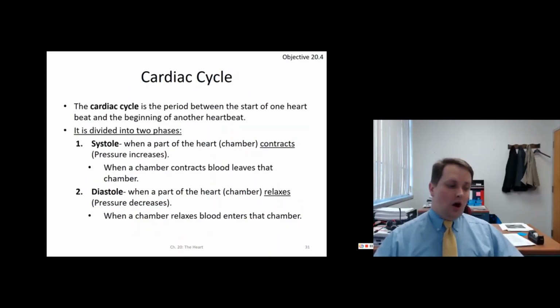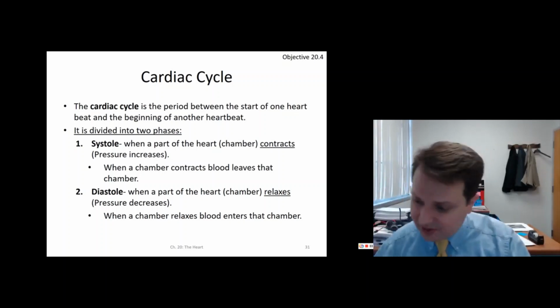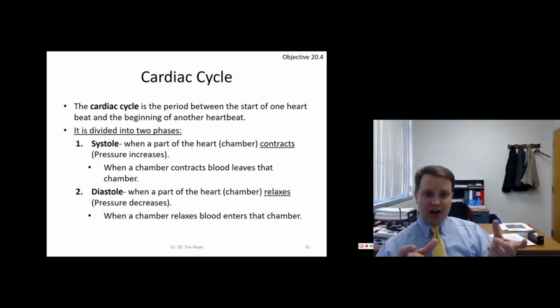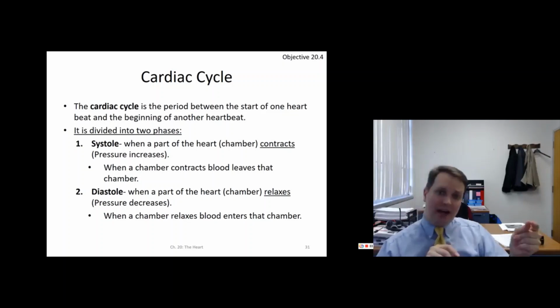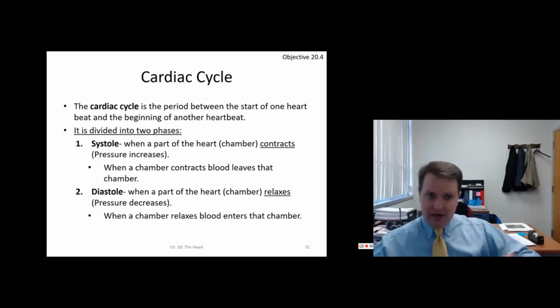All right, now to also get this, I need to help you guys understand the cardiac cycle. The cardiac cycle is basically, I've got a heartbeat and then another heartbeat, okay? It is, I got a start of one heartbeat to the beginning of another heartbeat. So what is it? It's a lub-dub. It's a lub-dub. That's what it is, okay?